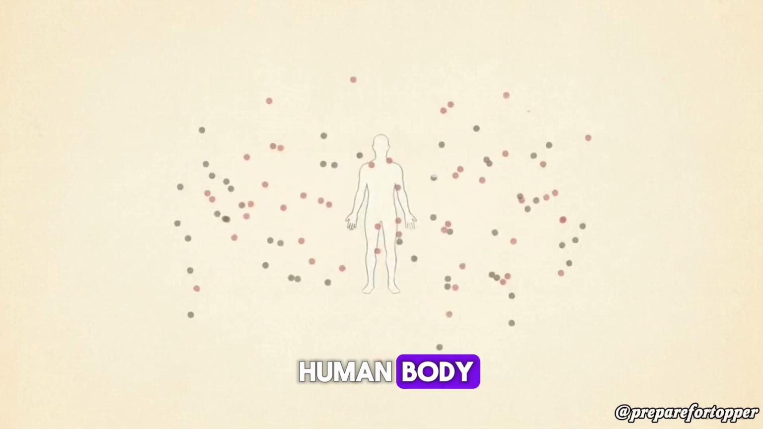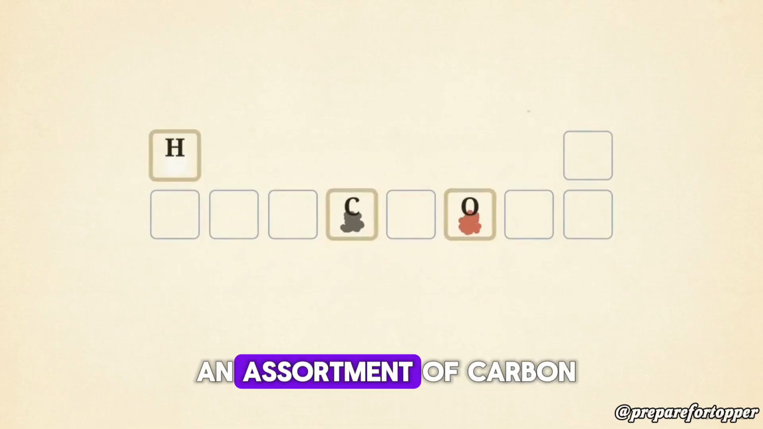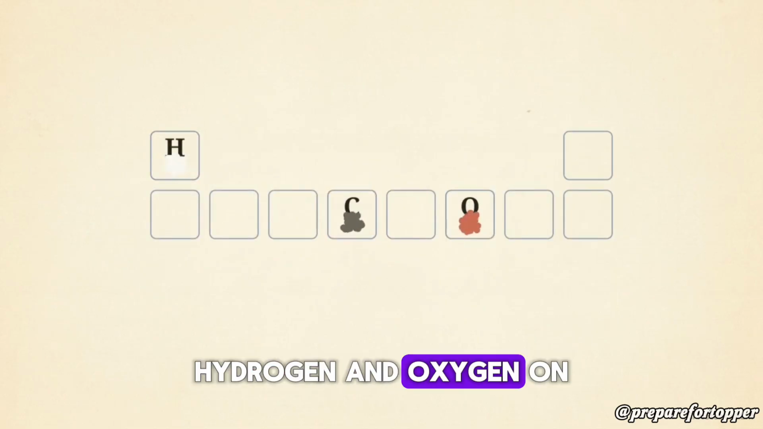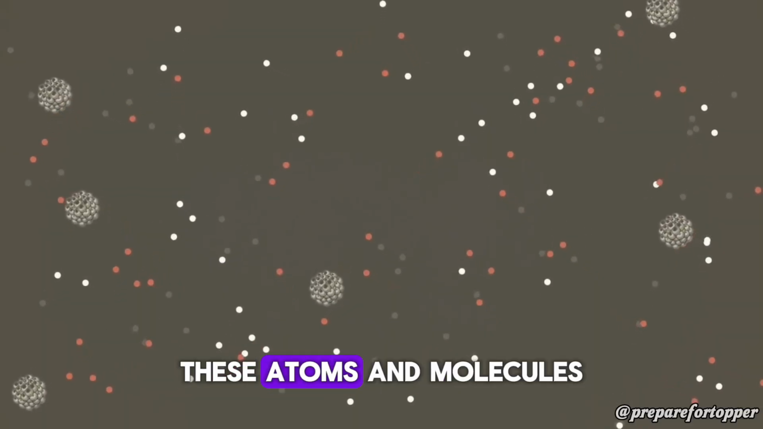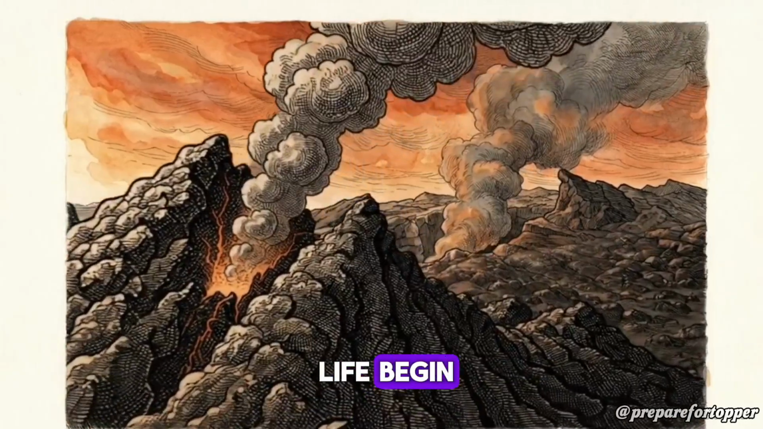If you take a human body and break it down to its smallest physical components, you are left with an assortment of carbon, hydrogen, and oxygen. On their own, these atoms and molecules are completely lifeless. So where exactly does life begin?